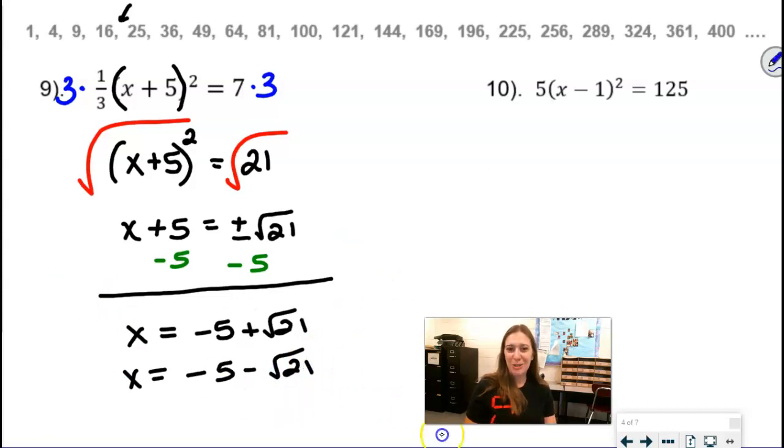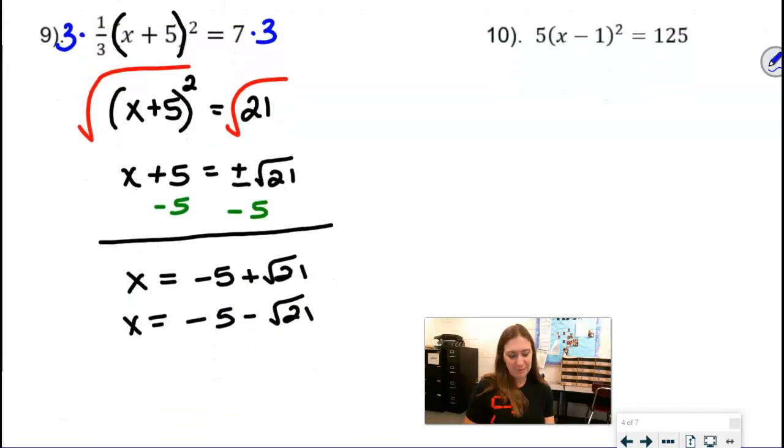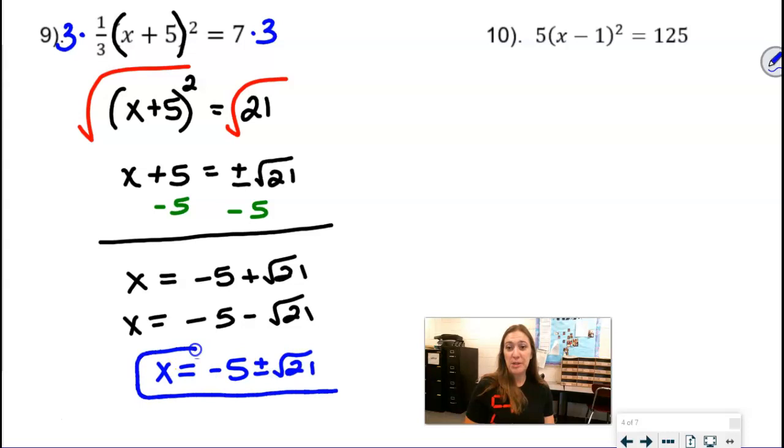Most humans, including this teacher, would just write, let me move my screen down a little, x equals negative 5 plus or minus the square root of 21. Now, if you were to separate your two solutions, that's amazing and just really thorough. That shows me that you understand that there's two solutions there. But if you're lazy like me, you're not going to bother.